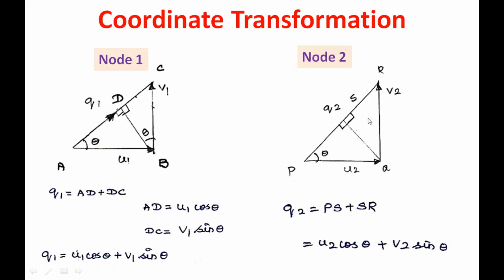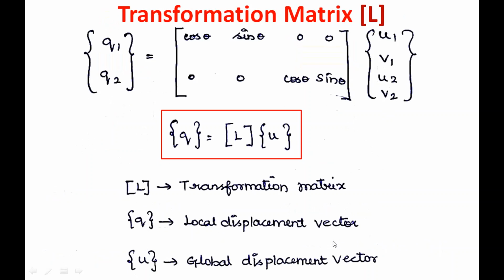Similarly, if you take the vector triangle for node 2, let us say PQR, and after drawing the perpendicular line, we get the point S. Then q2 is equal to PS plus SR. This PS plus SR will be equal to u2 cos theta plus v2 sin theta. We are going to write these two equations in matrix form. q1, q2 is equal to, this is a 2 by 1 matrix. We are writing the global displacements here as a 4 by 1 matrix. In between we have to form a 2 by 4 matrix.